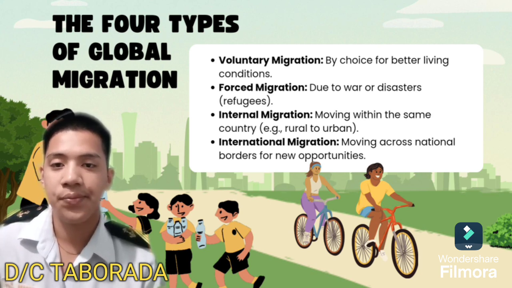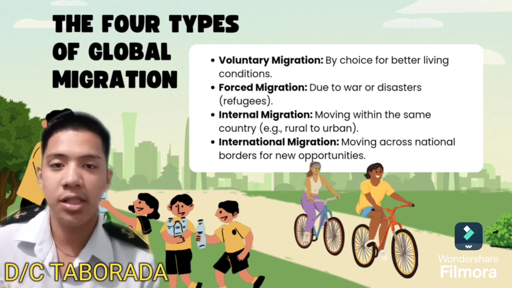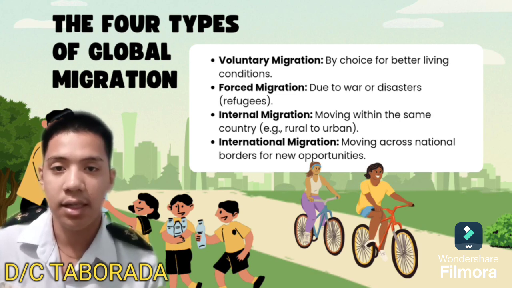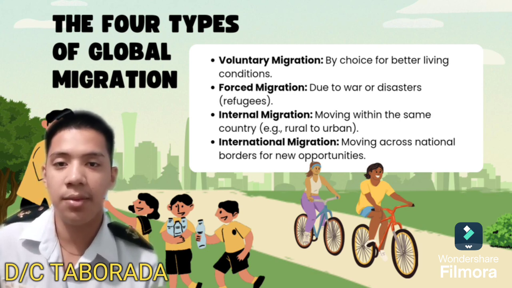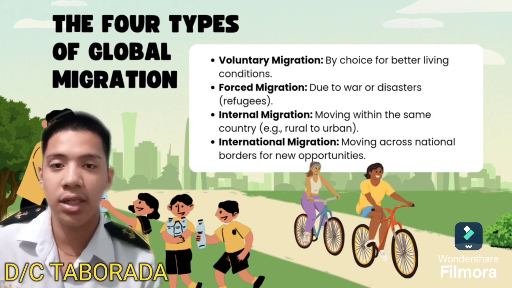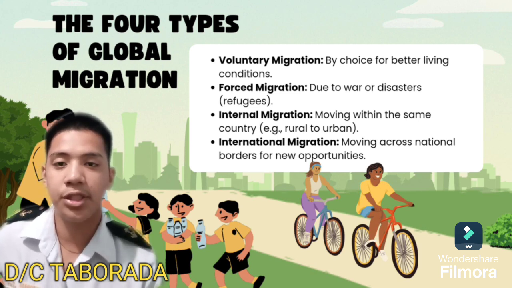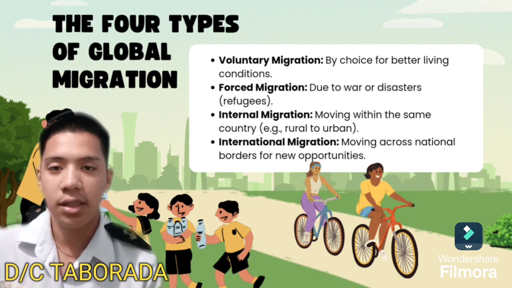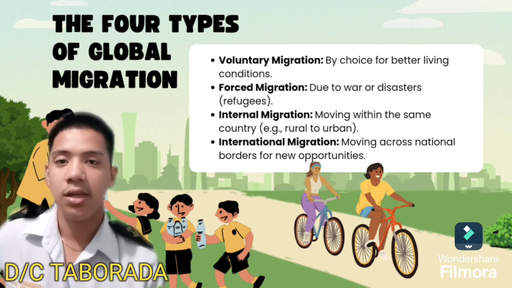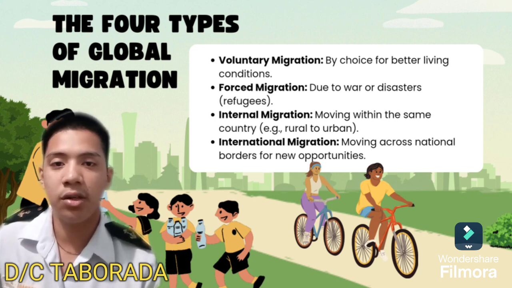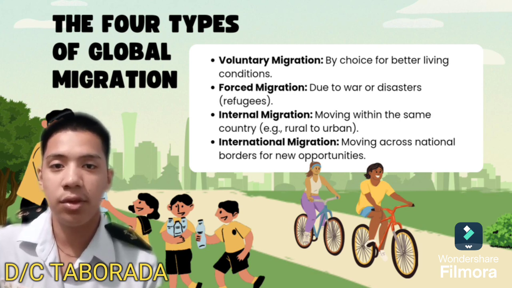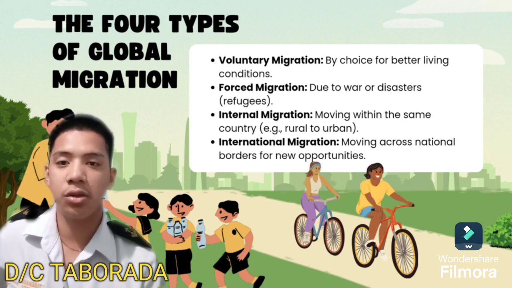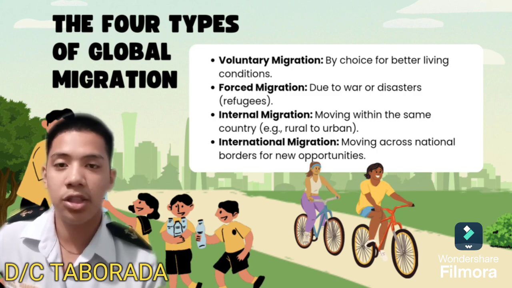natural disasters. Refugees and internally displaced persons fall into this category. Third, internal migration. Internal migration is movement within a country, such as people relocating from rural areas to urban centers in search of better opportunities. And last, international migration. International migration is movement across countries, such as workers moving from developing nations to developed ones for better job prospects.